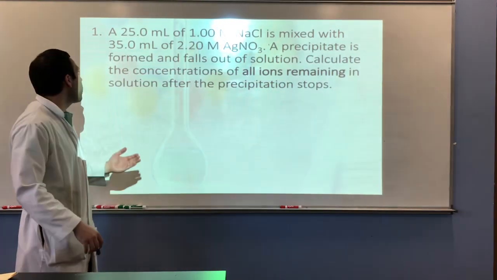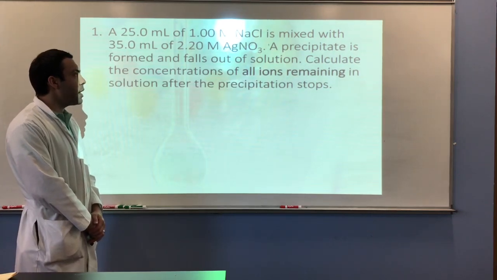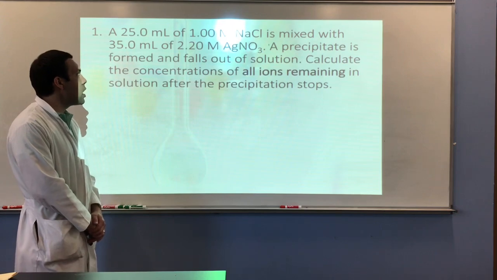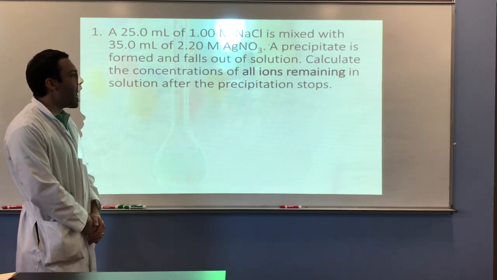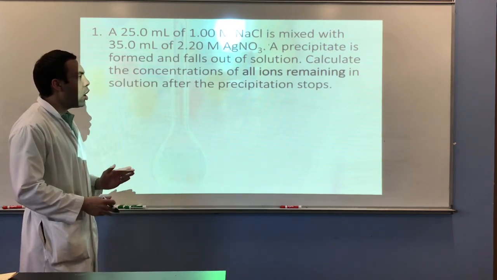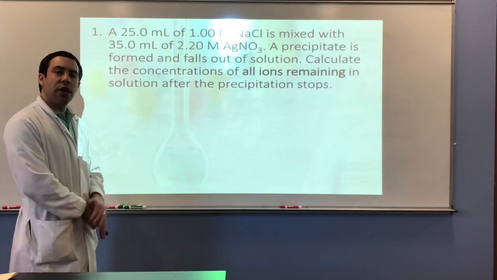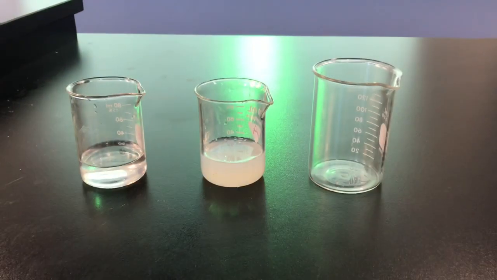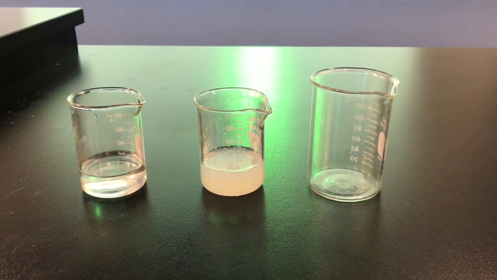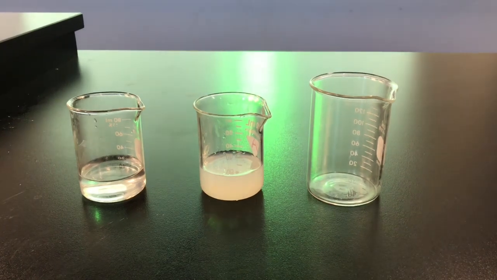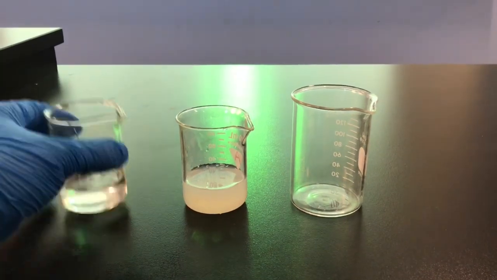So for problem number 1, it states a 25.0 milliliter of 1.00 molar NaCl is mixed with 35.0 milliliters of 2.20 molar AgNO3. A precipitate is formed and falls out of solution. Calculate the concentration of all ions remaining in solution after the precipitation stops. Let's take a look at this reaction. Here we have the 25 milliliters of 1.00 molar NaCl, and in the second beaker we have the 35 milliliters of the 2.20 molar AgNO3, silver nitrate. We're going to mix them together.